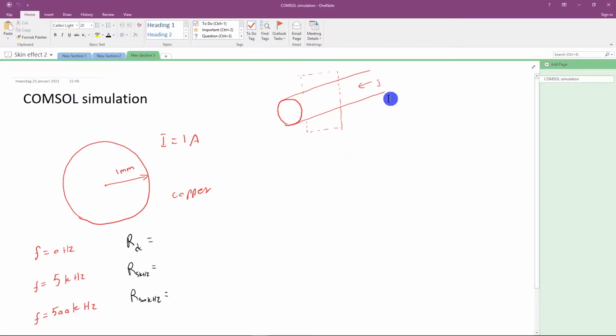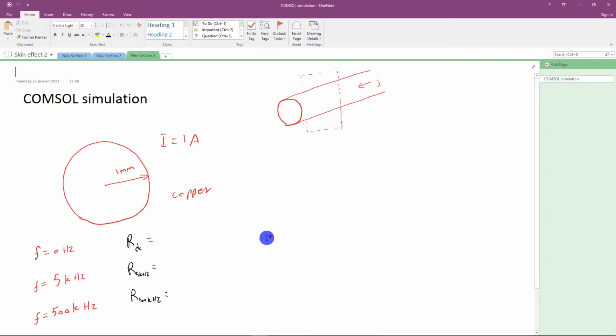So again, in this case, we consider a round wire because we know that in the z direction there is no change, so everywhere is the same. So we can reduce this model into a 2D model. We only draw the cross section of the conductor in COMSOL, and the radius we assume is 1 millimeter, the material is copper, and the current passed through this conductor we assume is 1 amp. We are going to study this case for 3 scenarios. In the first case we have DC, 0 Hertz. In the second case we have 5 kilohertz, and in the third case we have 500 kilohertz. We will calculate the resistance in all of these cases and compare the DC resistance with the AC resistance at 5 kilohertz and 500 kilohertz.